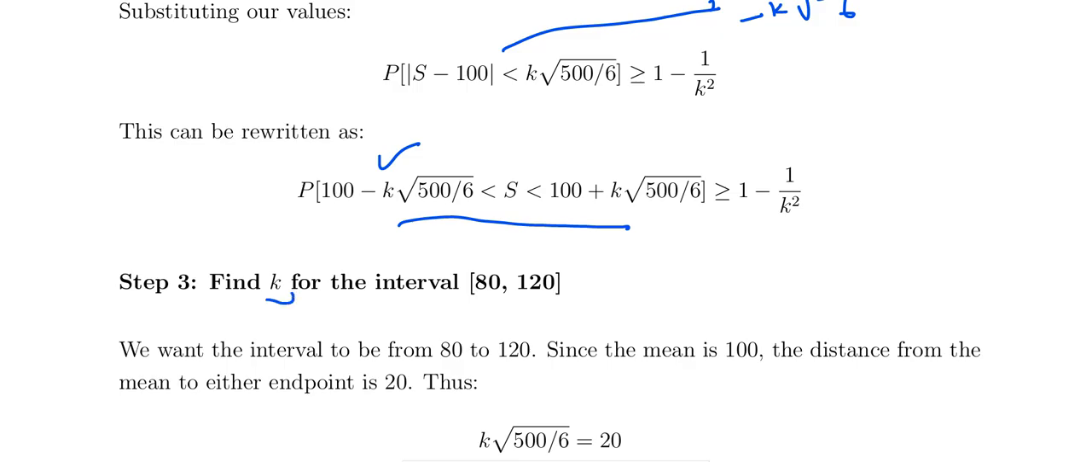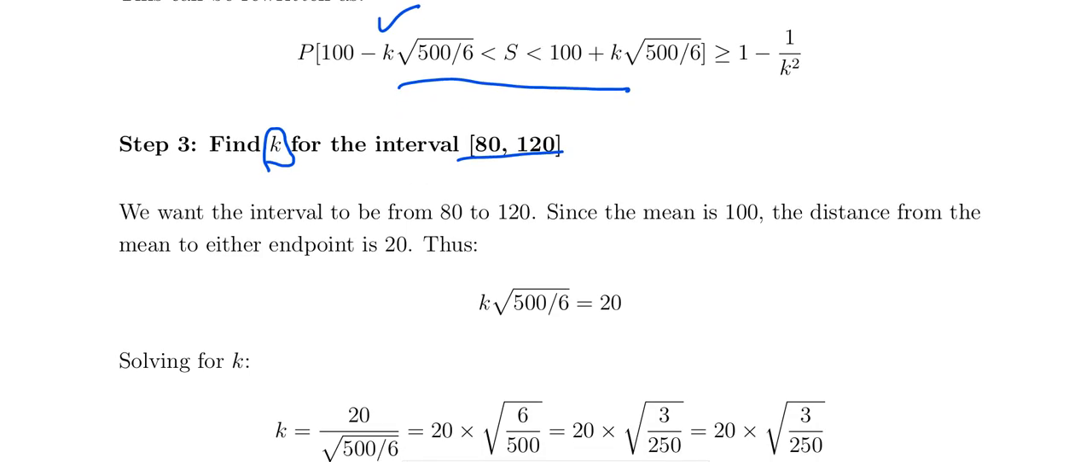So we want to find out the k value, for the interval 80 to 120. So we want the interval to be from 80 to 120. The mean is 100, and the distance from the mean to either endpoint is 20. Since the mean is 100, k into root of 500 by 6 is equal to 20. Am I correct?